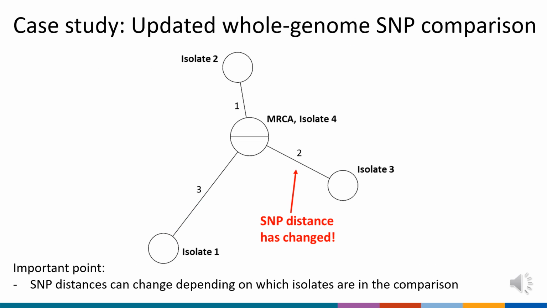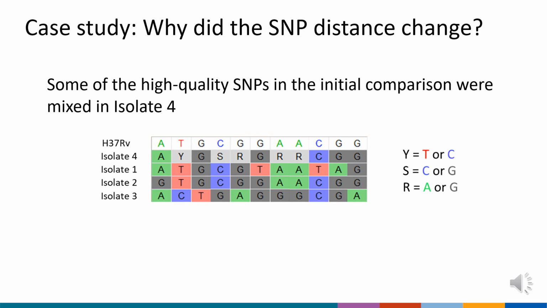When we added the new isolate from the presumed source case, isolate 4, it ended up being in the same node as the MRCA, and now the branch that had 7 SNPs in the previous phylogenetic tree has 2 SNPs. So why did the SNP distance change? It happened because some of the 11 high-quality SNPs that we identified in the initial whole genome SNP comparison were mixed in the newly added isolate 4, so they ended up getting filtered out in the updated comparison.